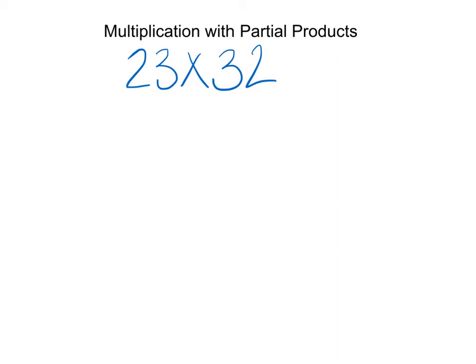Yes, and we're actually going to use the same problem we used in the last one because we want to show you the difference between the array version and the partial product, okay? All right, so here we go.